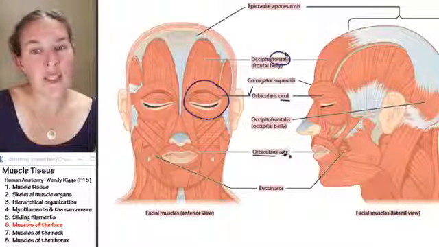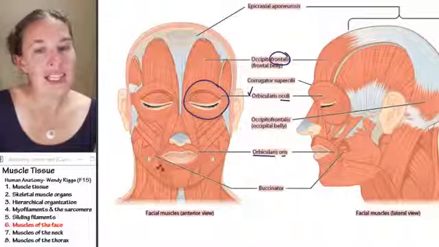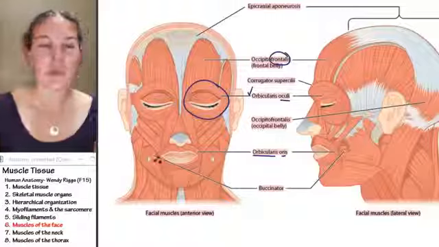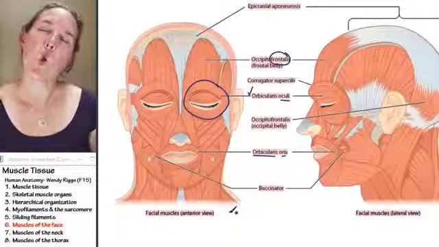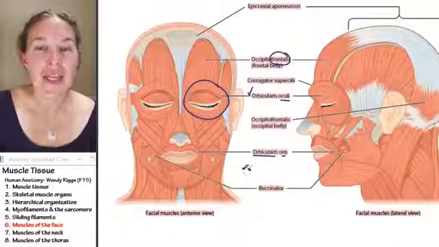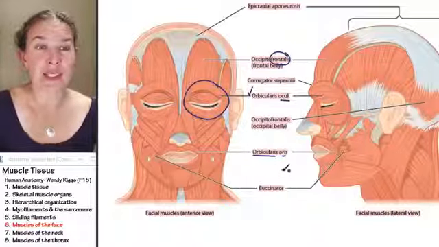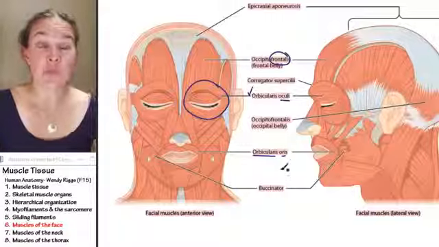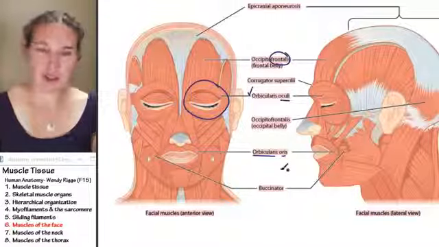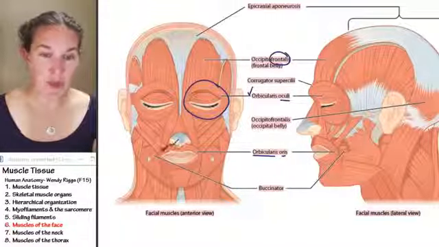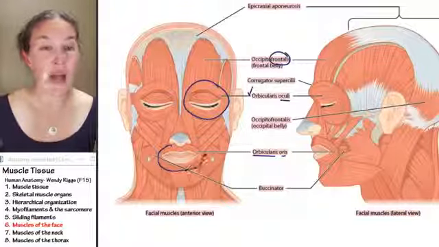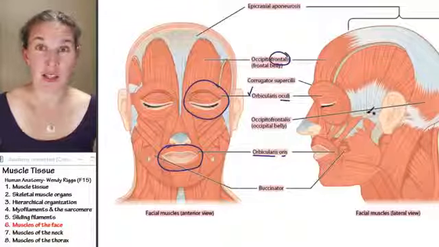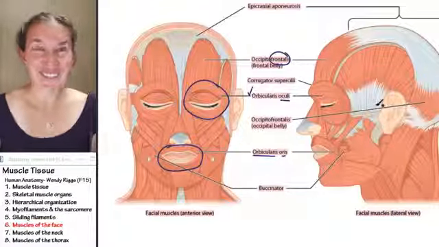Orbicularis oris, another round muscle, but this time it's surrounding your oral cavity. Orbicularis oris is your kissing muscle. The action for orbicularis oris is definitely to kiss someone. So if you practice your muscles, you can practice them by kissing people and say, I'm contracting my orbicularis oris. And now I'm contracting my orbicularis oculi too. Perfect.